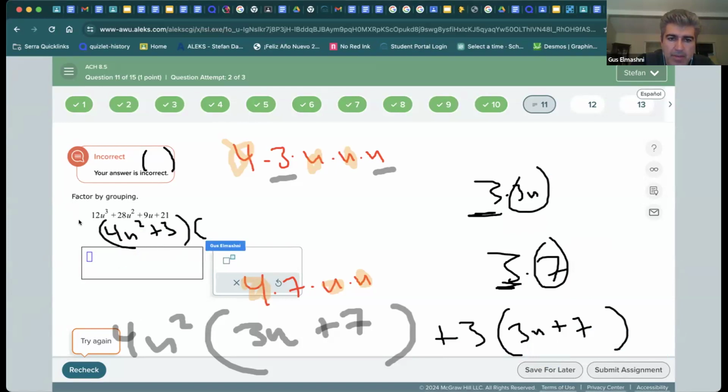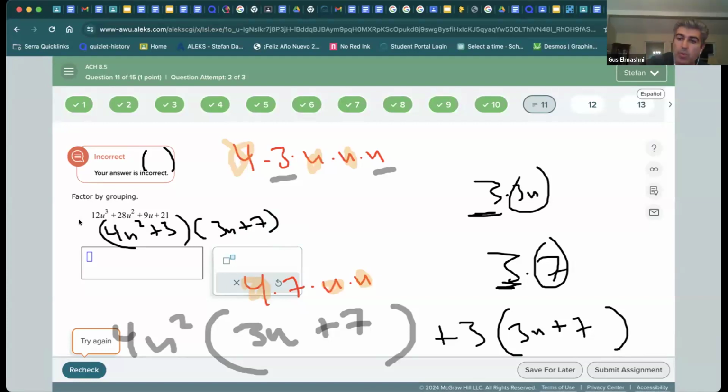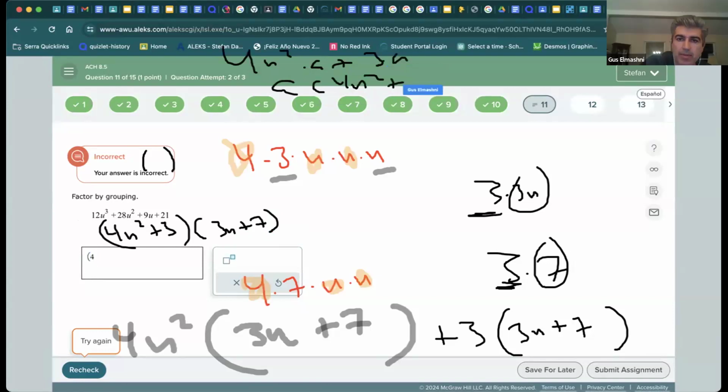And 3u plus 7. I get that. Because 4u squared is multiplied by 3u plus 7, and 3 is also multiplied by 3u plus 7. So 3u plus 7 gets factored out. It's kind of like saying 4u squared times a plus 3 times a. Pull that a out, you have 4u squared plus 3, right?